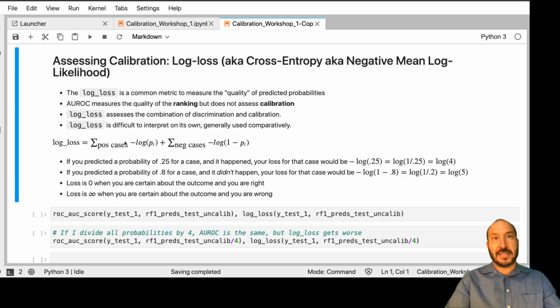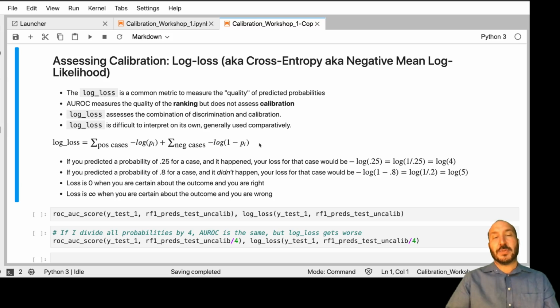So in the positive cases, that means if we said someone had a 30% chance of dying and they did die, then we want to take minus log of 0.3. If we predicted someone was going to die with probability 30% and they did not die, well, then what did happen was they survived, and that event had a probability of 0.7. So we want to take 1 minus the probability in that case.